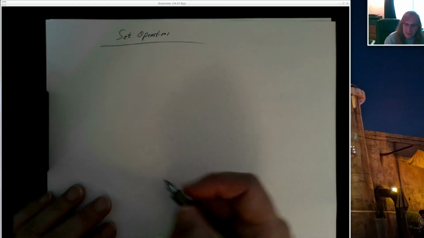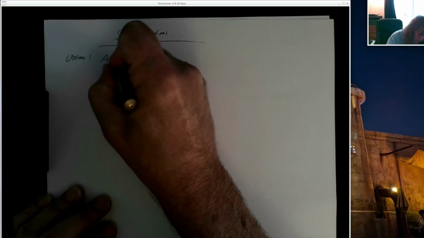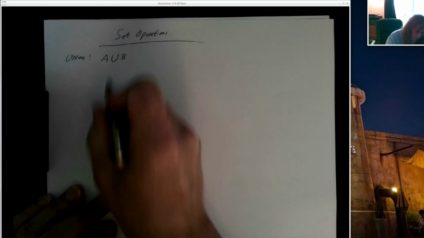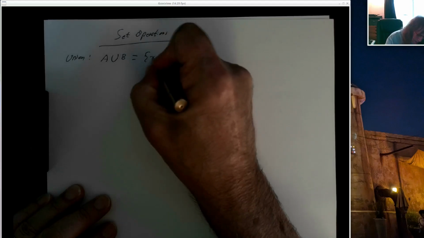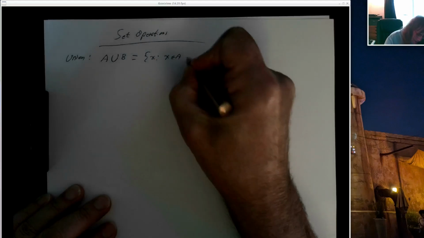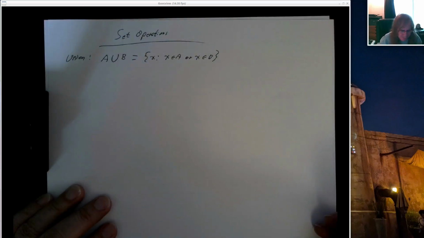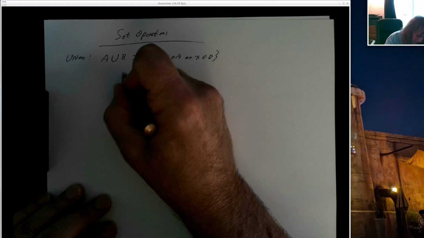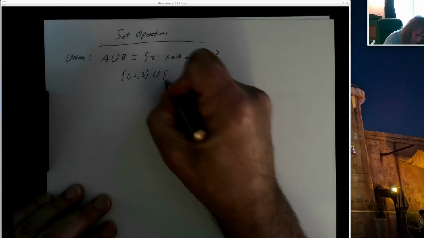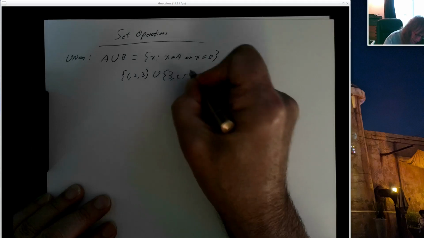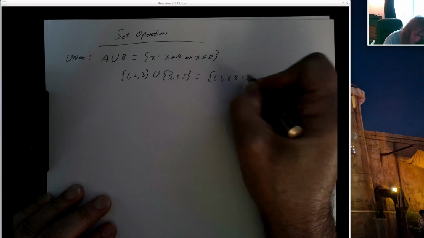So suppose A and B are sets. We can define the union, which we write with this unadorned U symbol. And this is the set of all elements x such that x is contained in A or x is contained in B. And as an example, the set {1, 2, 3} union the set {3, 4, 5} is the set {1, 2, 3, 4, 5}.